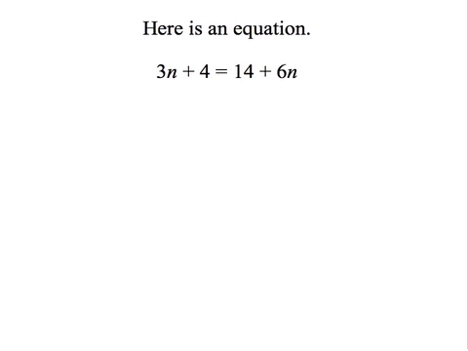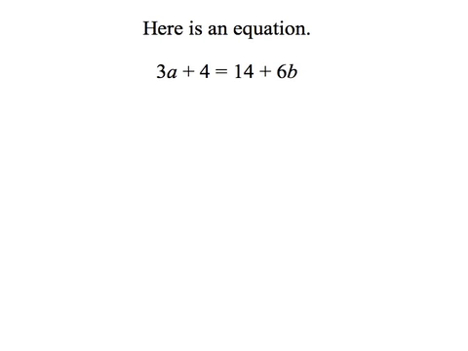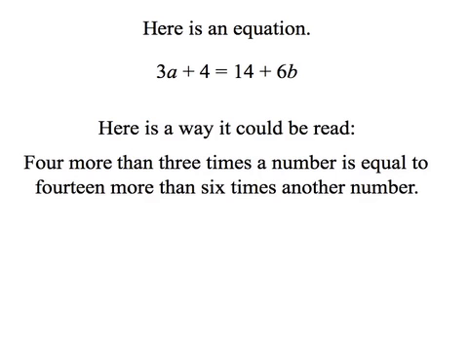Here's another equation. We could read that 4 more than 3 times a number is equal to 14 more than 6 times the number. And here's one more equation, very similar to the previous one, but it has 2 variables, so we have to make one adjustment for the second variable. We read it 4 more than 3 times a number is equal to 14 more than 6 times another number. We add the word another so that we can tell that there's 2 different variables representing perhaps 2 different numbers in this equation.